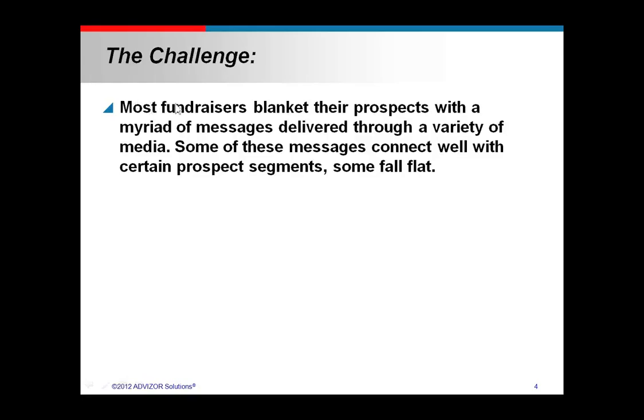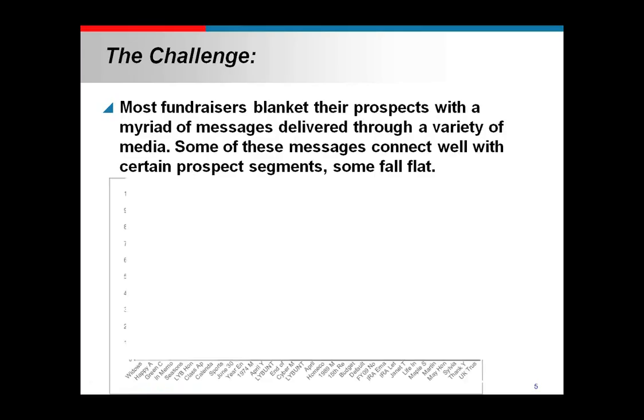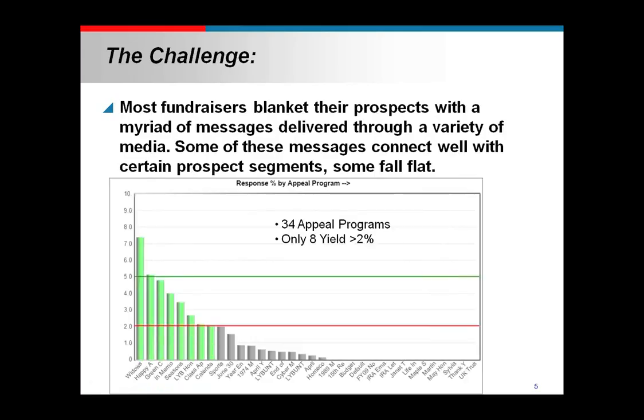At a high level, we find that most fundraisers blanket their prospects with a myriad of messages which are delivered through a variety of media. Some of these messages connect well with certain prospect segments and others fall flat. And this chart sort of captures what we often see.